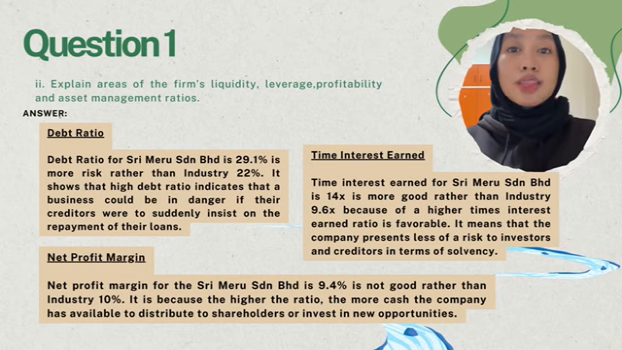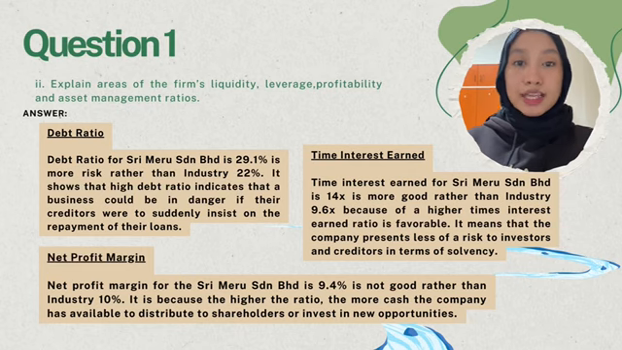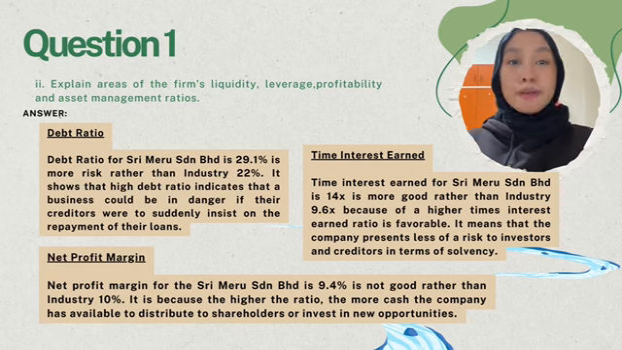It shows that a high debt ratio indicates that a business could be in danger if their creditors were to suddenly insist on the repayment of their loans. Time interest earned. Time interest earned for Sri Meru Sdn Bhd is 14 times, which is better than the industry 9.6 times. Because a higher times interest earned ratio is favorable, it means that the company presents less of a risk to investors and creditors in terms of solvency.